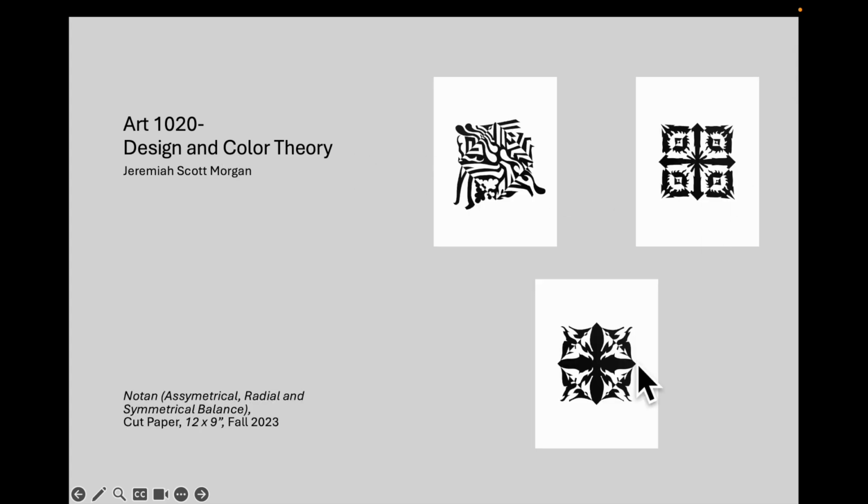We've got 3 separate images. This particular project looked at the Notan, which is a technique of design, black and white, and the student had to come up with an asymmetrical, radial, and symmetrically balanced image. So you can see here 3 different images on one slide that correspond with what the project was.